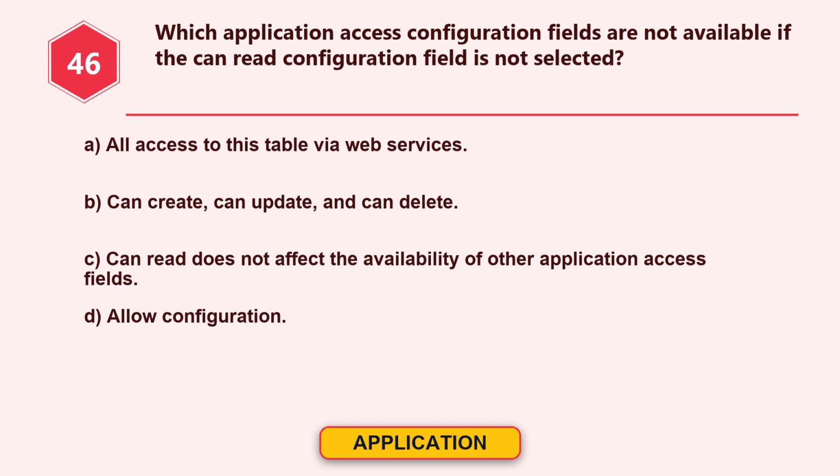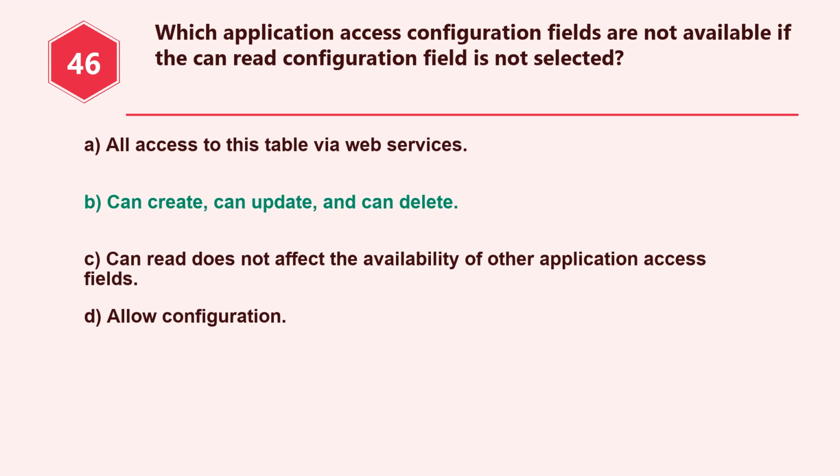Question 46. Which application access configuration fields are not available if the Can Read configuration field is not selected? Option A. All access to this table via web services. Option B. Can create, can update, and can delete. Option C. Can Read does not affect the availability of other application access fields. Option D. Allow configuration.